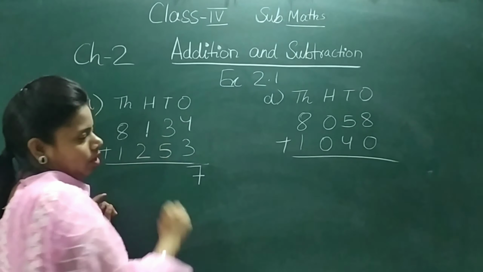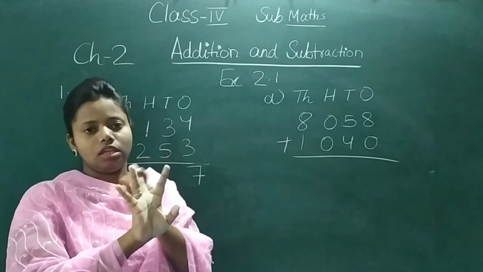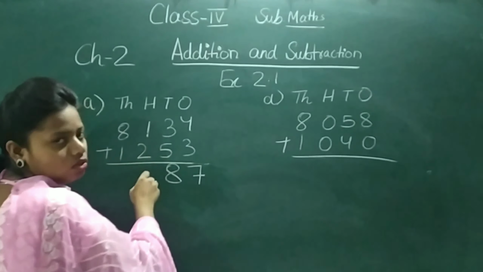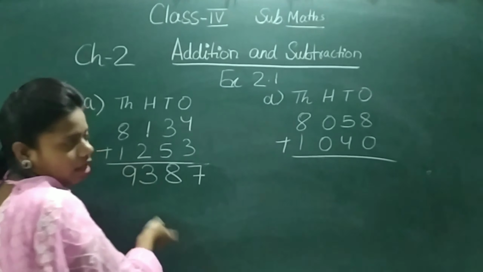Now 3 plus 5. In 3 we have to add 5. 4, 5, 6, 7, 8. So what is the answer? 8. 1 plus 2 will be 3. And 8 plus 1 will be 9. So this is the answer.